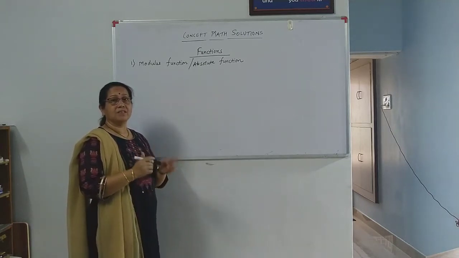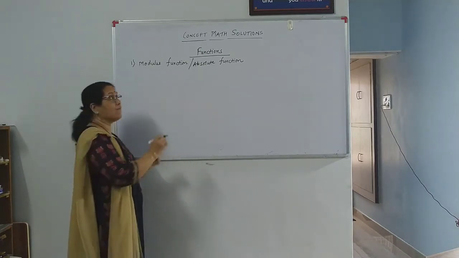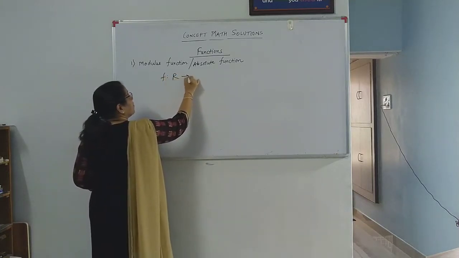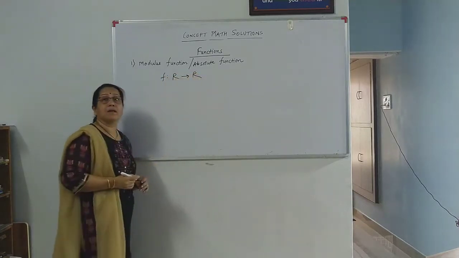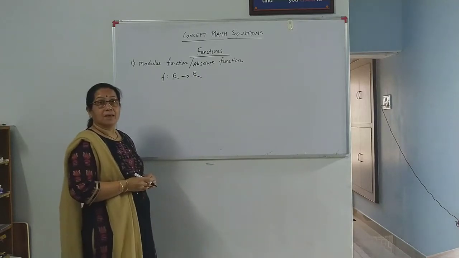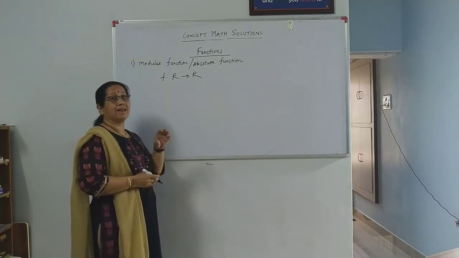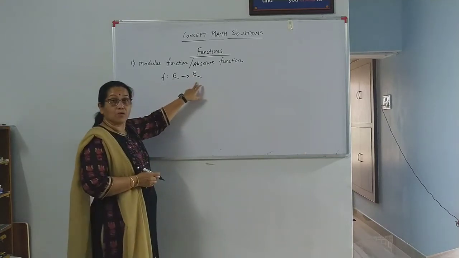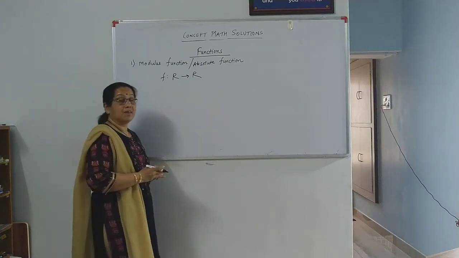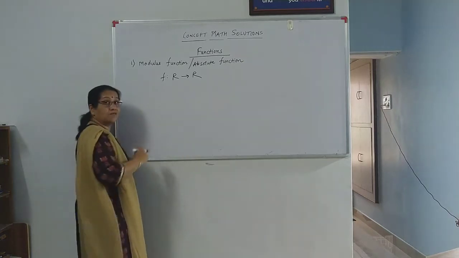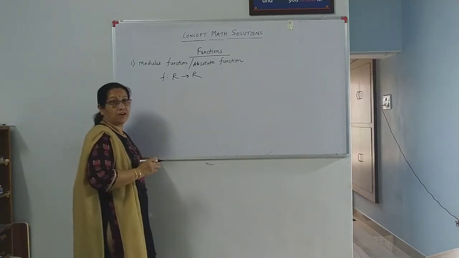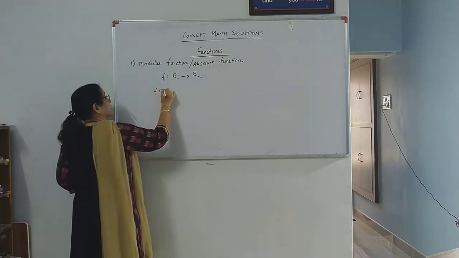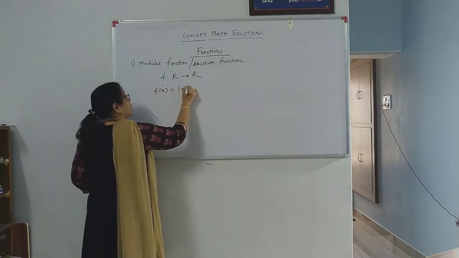Now these functions are called real valued functions because their domain and codomain are real numbers. So when it's said that a function is real valued, that means the domain and codomain are real numbers. A modulus function is a real valued function, f of x equal to modulus of x.